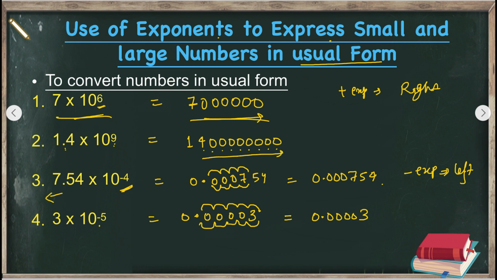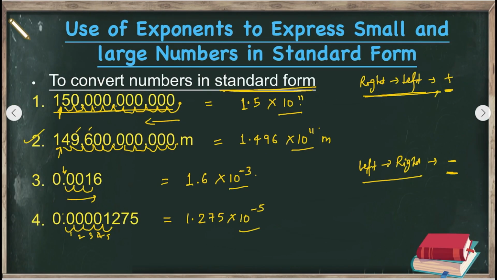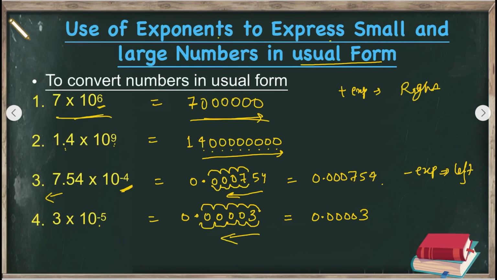Okay, in this also we're writing 0 toward the right hand side. But here the exponent is negative, so we are writing zeros toward the left hand side. If you understood the difference, in order to convert the number into the standard form, if you are moving from right to left, the power of exponent will be positive, and if you are moving from left to right, the power of exponent will be negative.